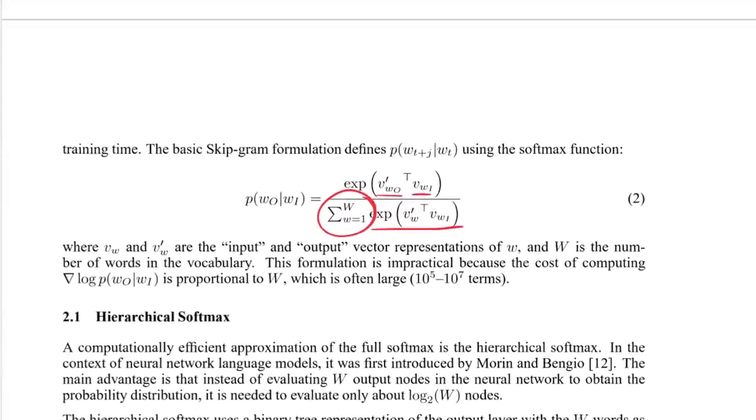So that's what they tackle here. They say W is the number of words in the vocabulary. This formulation is impractical because the cost of computing the gradient is proportional to W, which is often large, and that's 10 to the 5 to 10 to the 7 terms. So many, like tens of millions of terms in your vocabulary. That's just not feasible, right?